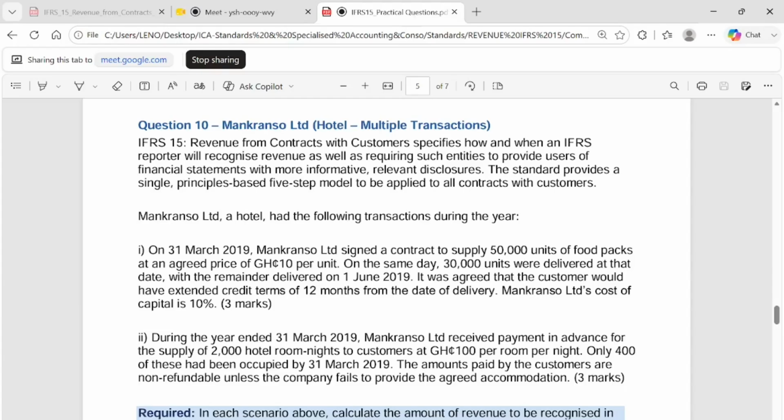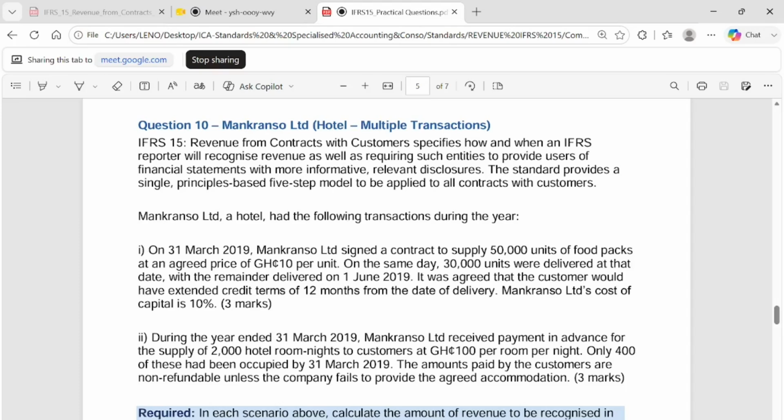There is a question here. Mancranso Limited. IFRS 15, revenue from contracts with customers, specifies when an IFRS reporter will recognize revenue, as well as requiring such entities to provide users of financial statements with more informative, relevant disclosures. The standard provides a single principle-based five-step model to be applied to all contracts with customers.